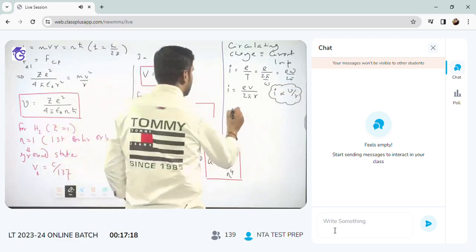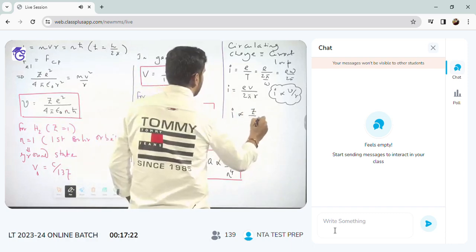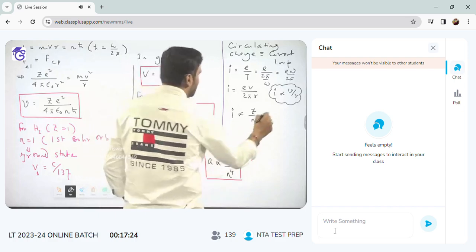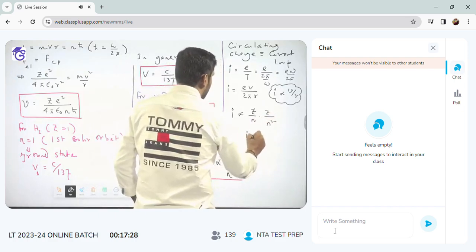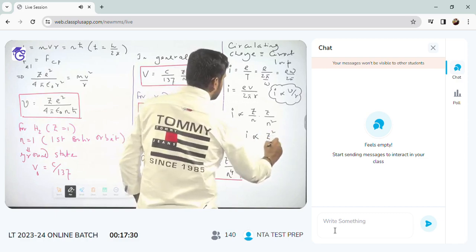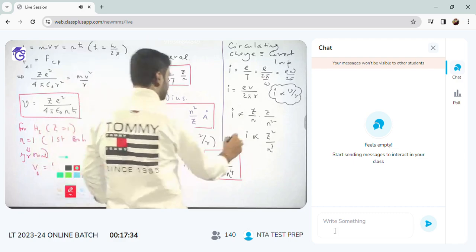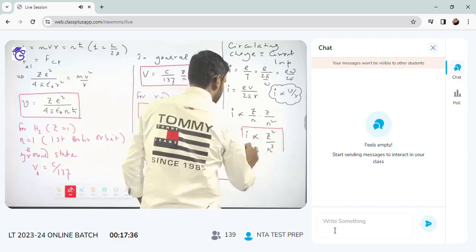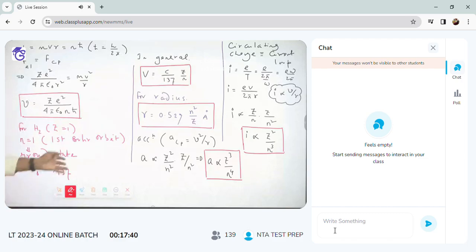So I is proportional to v means how much? Z by n. By r means how much it will become? Z by n square. So current becomes proportional to Z square by n cube. I'll just keep on telling you, keep on writing.